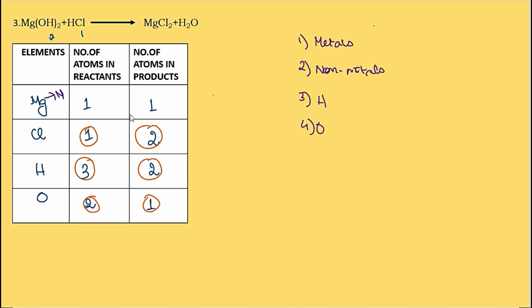The atoms in reactants and products are exactly the same for magnesium, but chlorine is a non-metal, and in chlorine we see that there is a mismatch. And for hydrogen and oxygen, obviously there is a mismatch. Now, what has to be done? What corrective measures have to be taken? If you see, the number of chlorine atoms in the reactant is 1 and in the products it is 2. So the problem can be solved only when we multiply this HCl with 2.